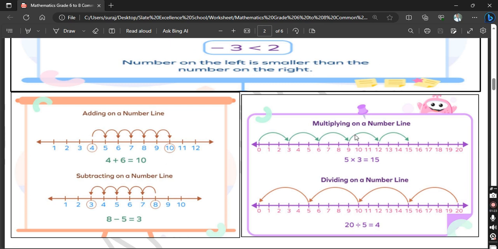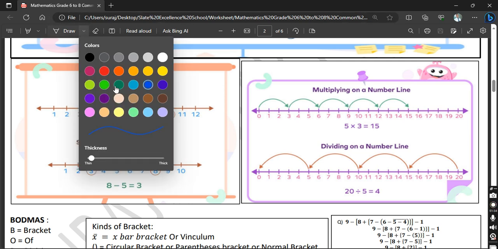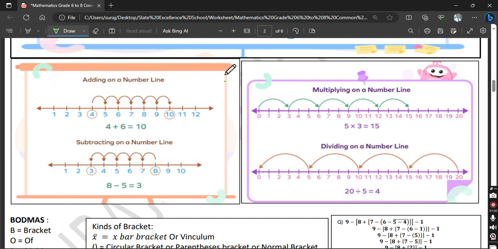Adding a number on the number line, we already learnt about that. Now it is already given over there, so let us discuss this. Let me explain this also. So see here, it is given 5 multiplied by 3.